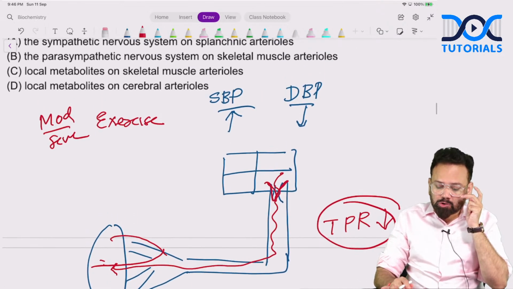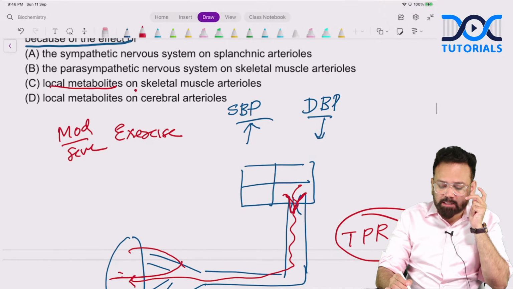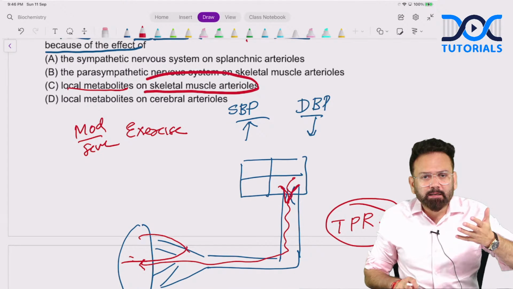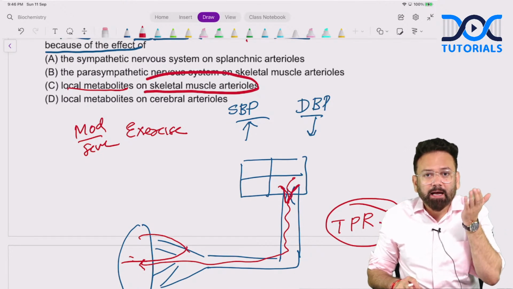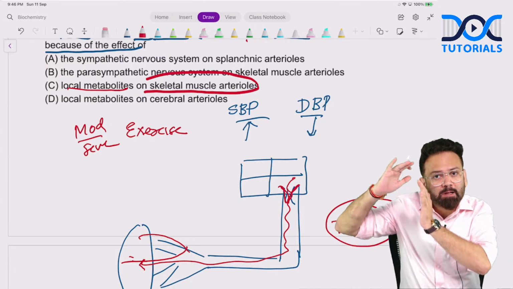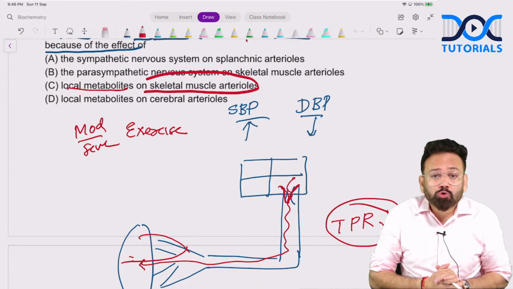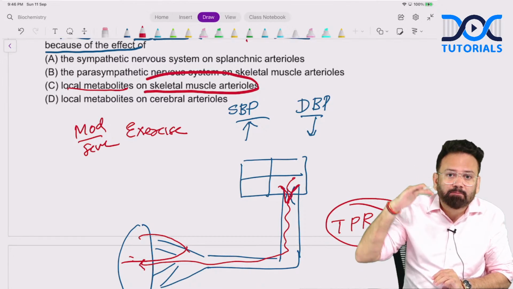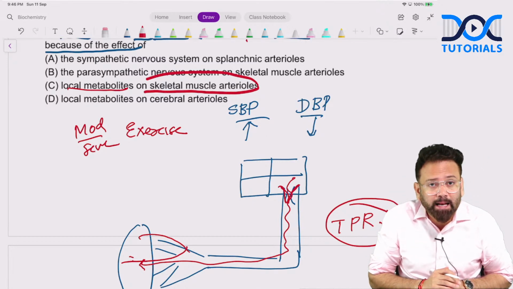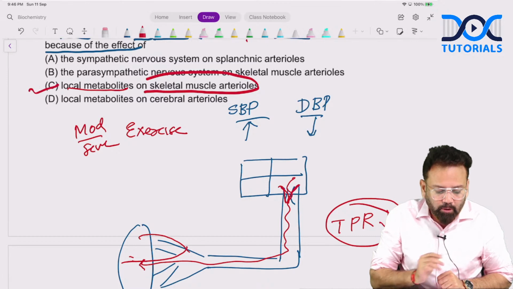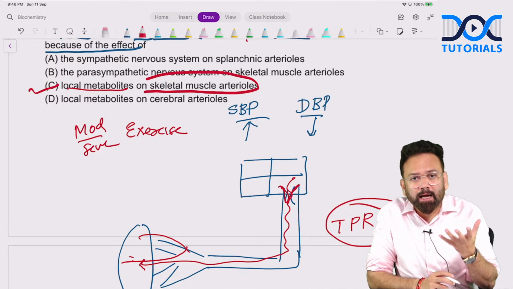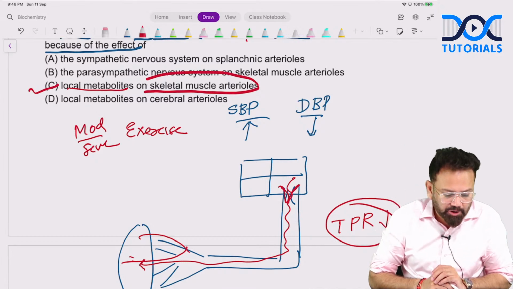Why? Because of local metabolites on skeletal muscle arterioles. When you are doing exercise, adenosine, potassium will increase and these will cause vasodilation, arteriolodilation. Blood will sweep from the aorta to the muscle, so the total peripheral resistance will be less, diastolic BP will be less, because arteriolar dilation depends on what? Local metabolites. When you exercise, lactic acid, adenosine all will increase, and this causes arteriolodilation.